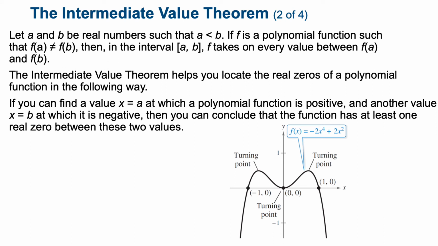So why do we care about that? That helps us to locate real zeros of a polynomial, meaning that if you have a negative f of something and a positive, so a negative y value or a negative function value and a positive, we know that there has to be a zero in between. We know that there exists a zero because numbers change from negative to positive at 0.